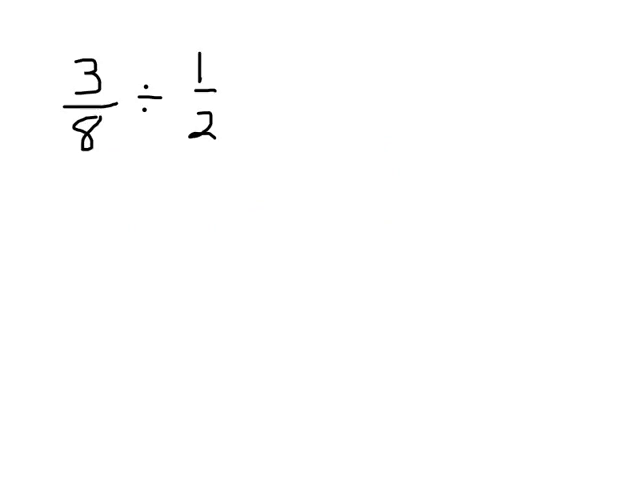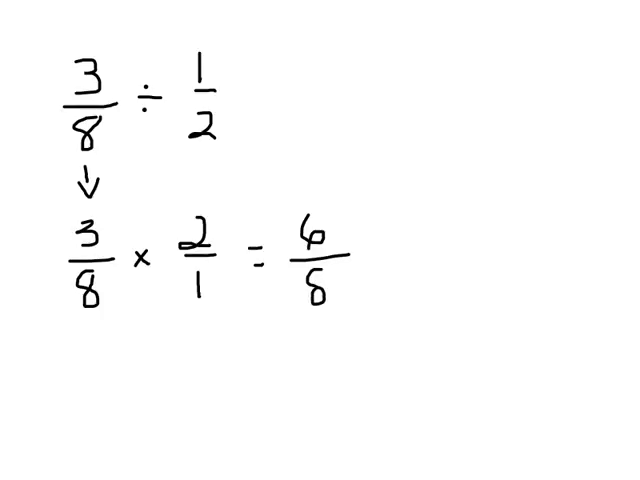So let's look at this problem again. If we choose not to cross simplify, the steps are the same. The very first step is that you need to flip your second fraction. So I'm going to bring down 3/8 because I'm not going to change the first fraction, and I'm going to flip the second fraction. So 1/2 becomes 2 over 1. If I choose not to cross simplify, my next step is to multiply the numerators together and the denominators together. So 3 times 2 is 6, and 8 times 1 is 8.